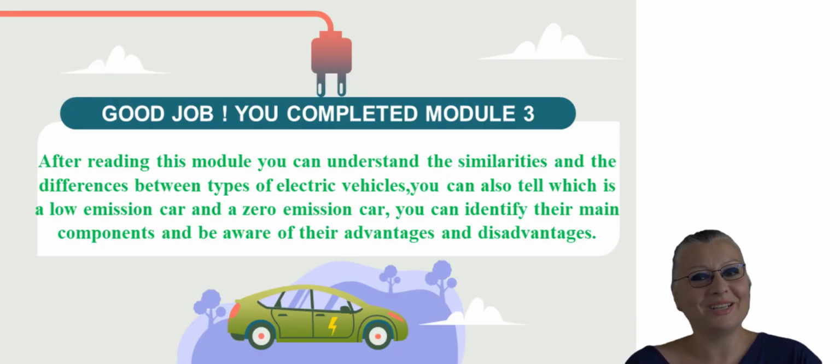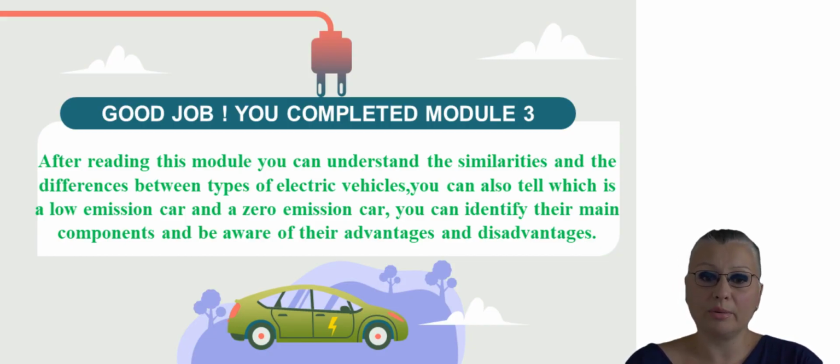Good job, you completed module 3. After reading this module, you can understand the similarities and differences between the types of electric vehicles. You can also tell which is a low emission car and which is a zero emission car. You can identify their main components and be aware of their advantages and disadvantages.